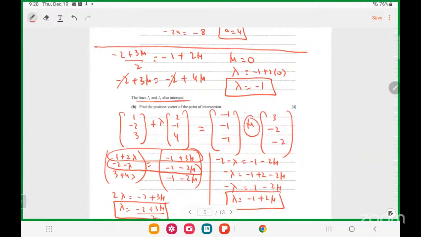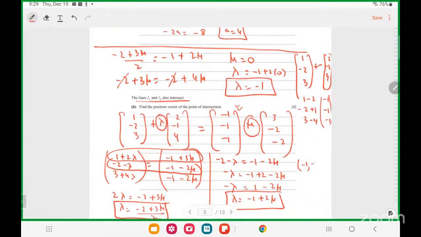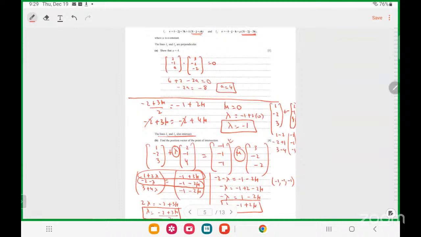if we put mu as 0, this gives the point of intersection, and when we put lambda as minus 1, check whether the same point of intersection comes. If it does, you have done it correctly. 1, minus 2, 3, lambda is minus 1, 2, minus 1, 4, so 1 minus 2, minus 2 plus 1, 3 minus 4 is minus 1, minus 1, minus 1. So the point of intersection is minus 1, minus 1, minus 1. I hope this is clear and I hope it makes sense.